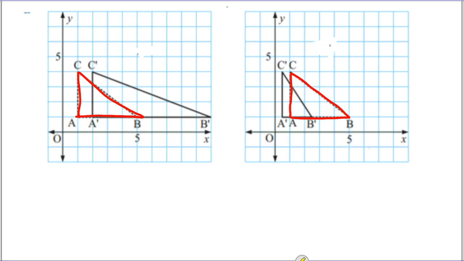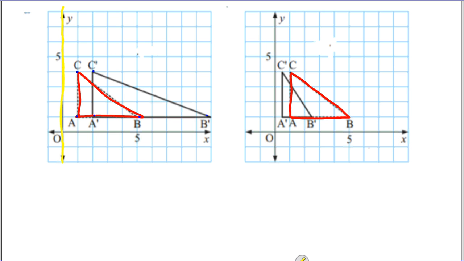Now let's have a look at a few points. Going from A to A dash it doubled, going from C to C dash it doubled from the y-axis. I always check first of all, is it the y-axis that's the invariant line? So going from B to B dash, from the x-axis it doubled, because B is 5 units away and B dash is 10 units away. So the invariant line we've confirmed is the y-axis.